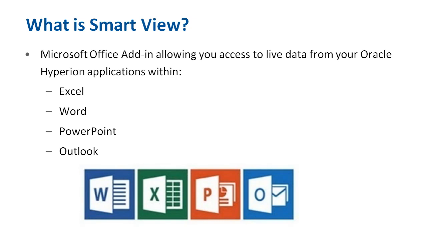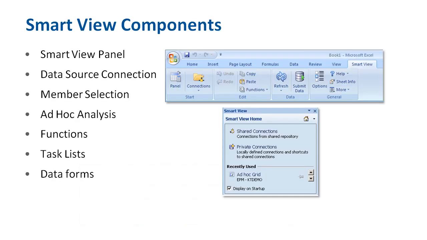So don't be surprised if you see a SmartView ribbon not just in Excel, but also in Word, PowerPoint, and potentially Outlook. The key components of SmartView is that we have a SmartView panel, and this allows you to make a connection to the data source, to the HFM application in this case, and we'll see that we can have both shared and private connections. From the SmartView panel, you can also access data forms and even task lists.